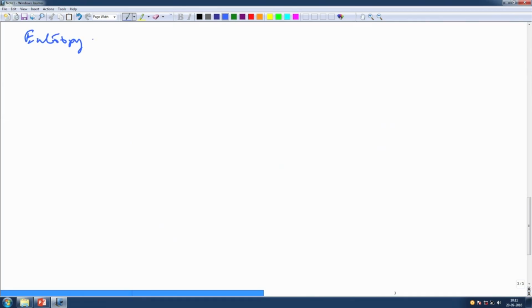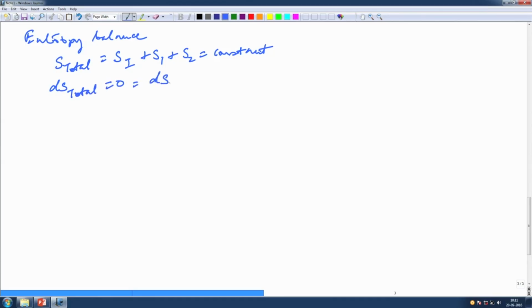Let us look at the entropy balance. Now, S total is basically given as Si plus S1 plus S2, which is equal to a constant. So, dS total is equal to 0, which is brought about once again by the change of entropy of the two interfaces, because dS1 was already equal to 0. So, from here we can infer dSi is equal to minus dS2.